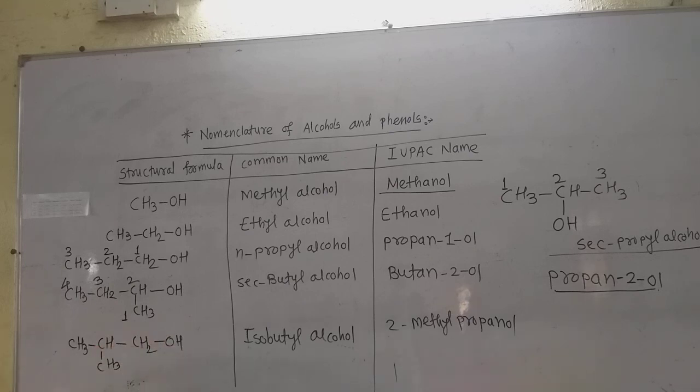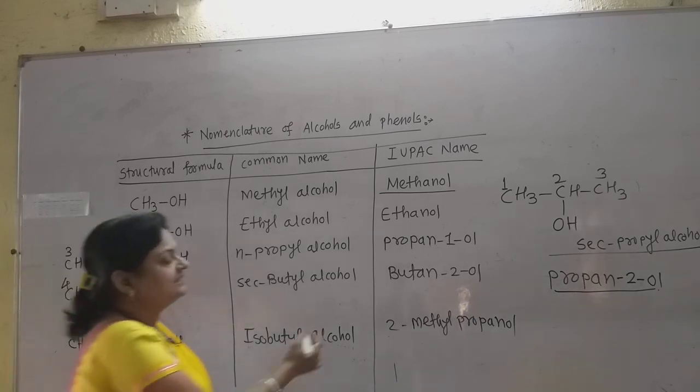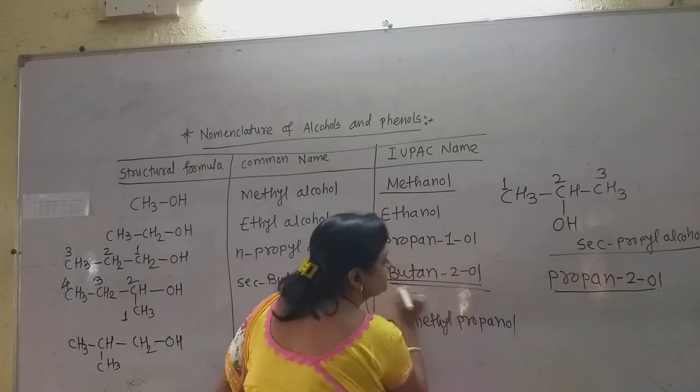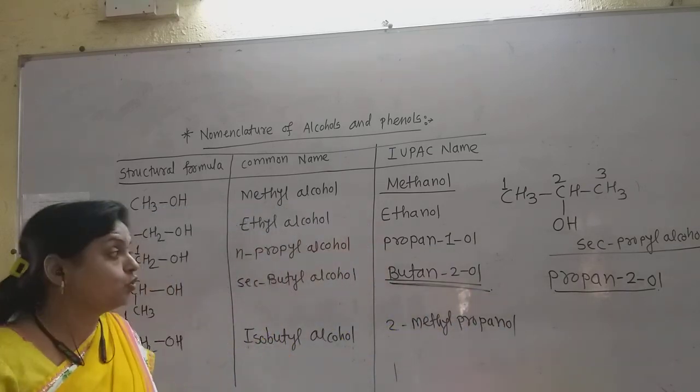But this is the common name. We want the IUPAC name. Now in the chain there are 4 carbon atoms, so the parent alkane is butane. But replace the E by OL, so it is butanol. But which butanol? It is butan-2-ol, because the hydroxyl group is present on the second carbon. So the IUPAC name of this alcohol is butan-2-ol.